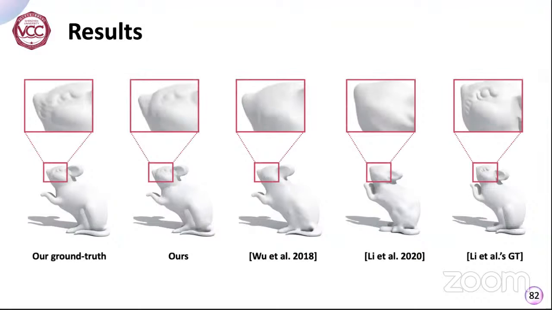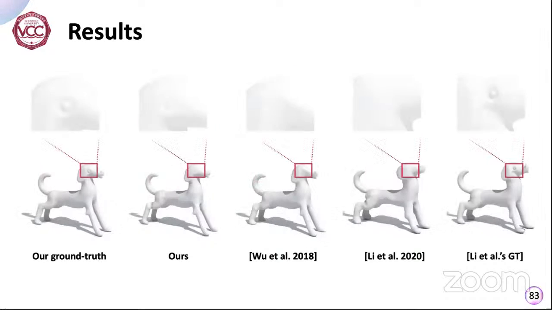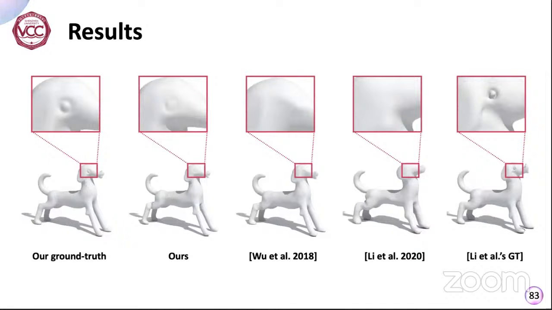We successfully recovered the detail of the eyes and tummies of the mouse. Note that only the tail of our latest reconstructed mouse maintains the correct topology. The doll statue also presents similar comparison results.